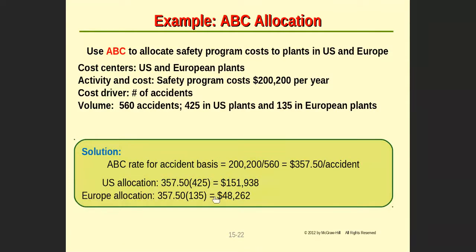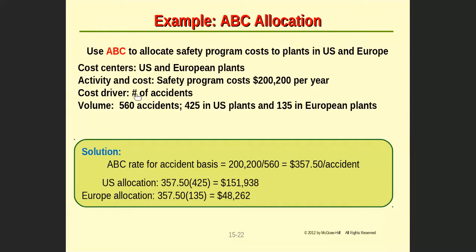If we are going to use this example of the safety program, they would like to apply the indirect cost. They identify the activity cost as $200,200 per year, and that is for the safety program or the safety unit. Now they have to identify what the drivers are for the safety program.